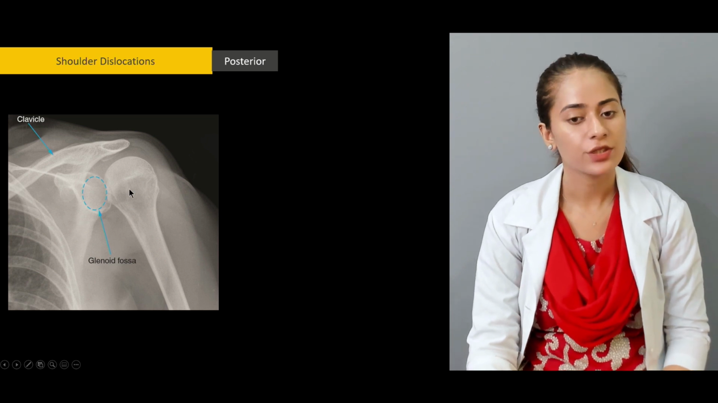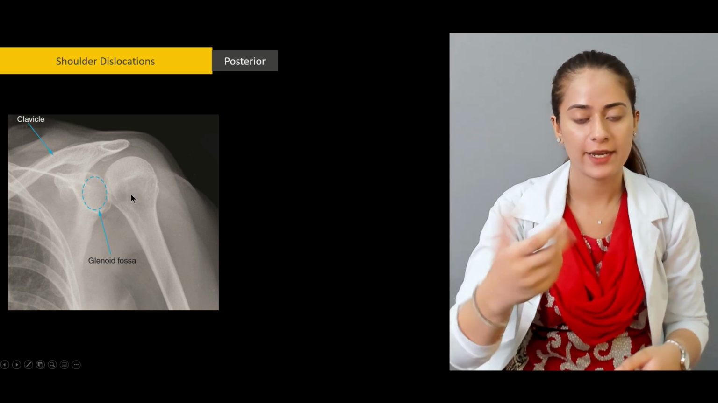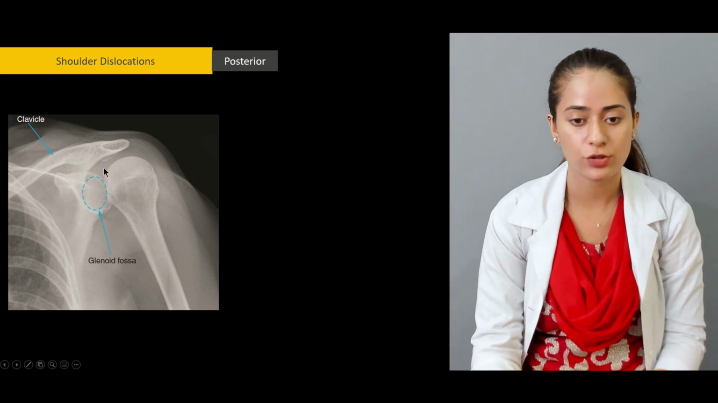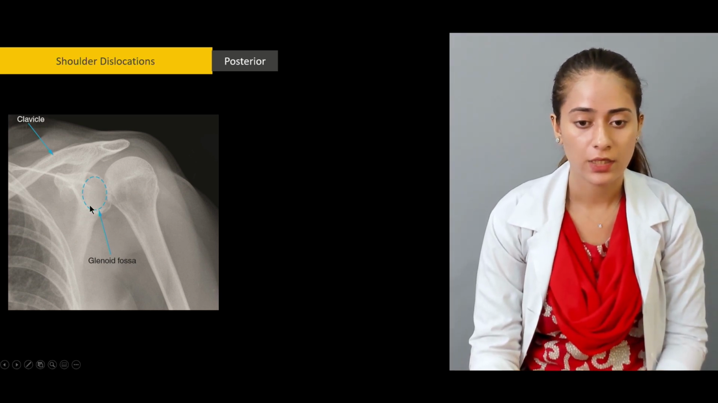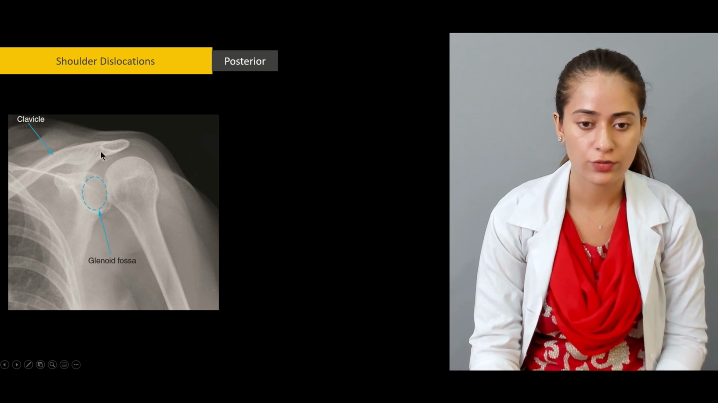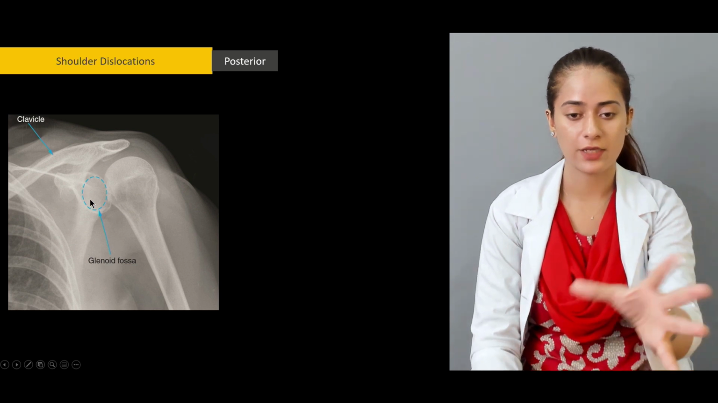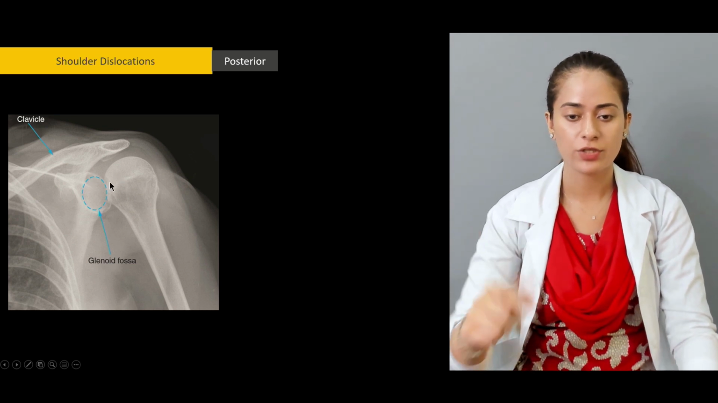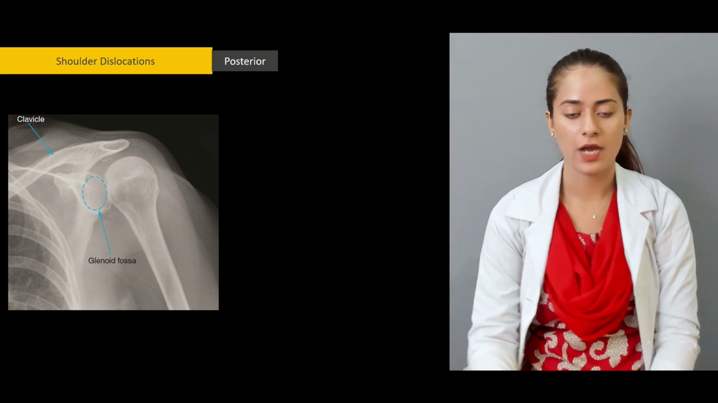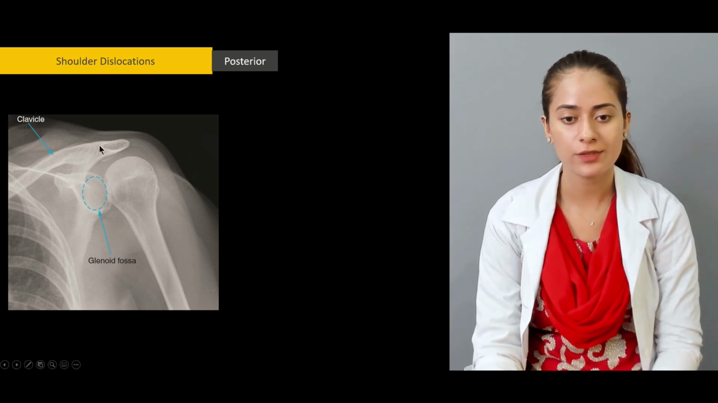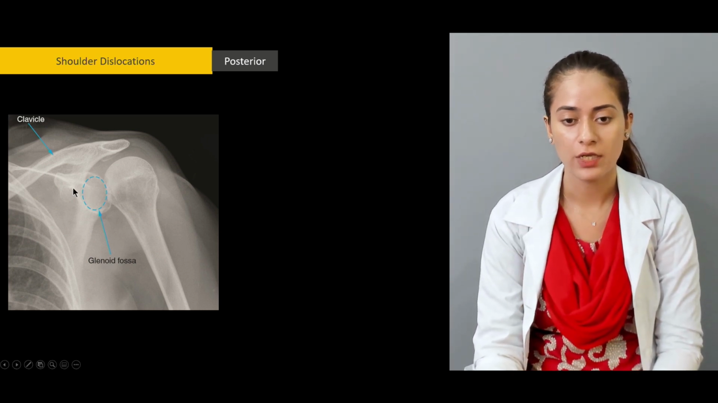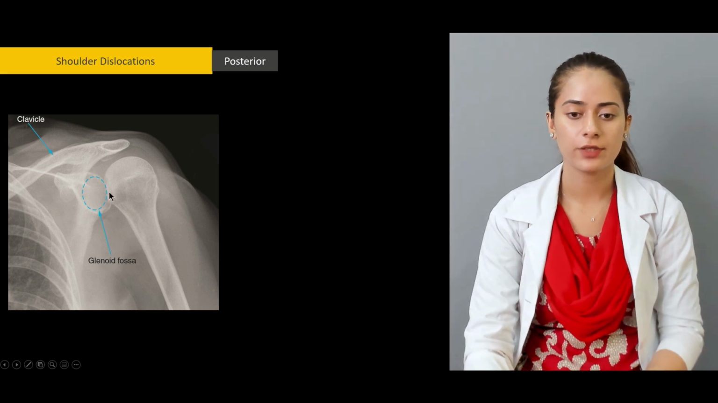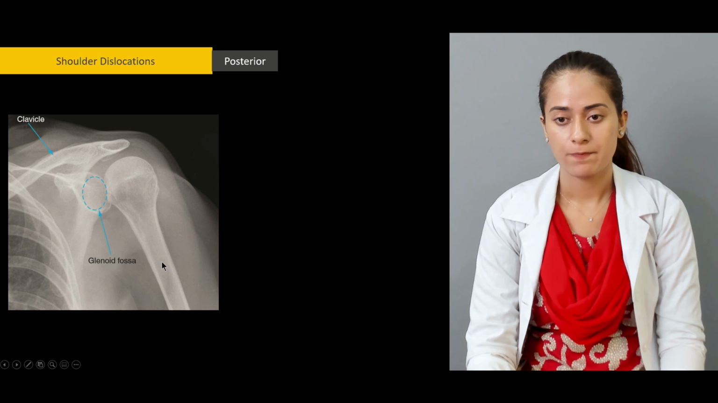This is the posterior dislocation, in which we can see the head has completely rotated on itself and it's placed posteriorly, so it's no longer in conjunction or in close contact with the glenoid cavity. So it's completely rotated, and it's behind, it's facing posteriorly. So this is again clavicle, acromion, and the glenoid cavity and the humeral head are completely isolated from one another.